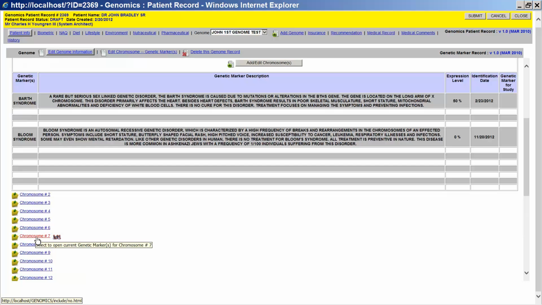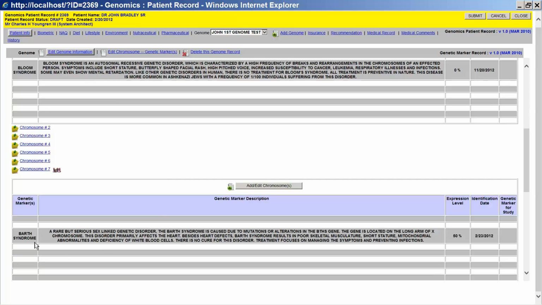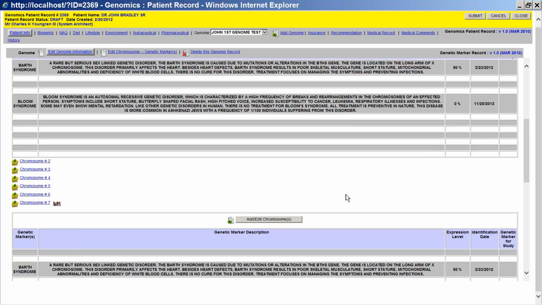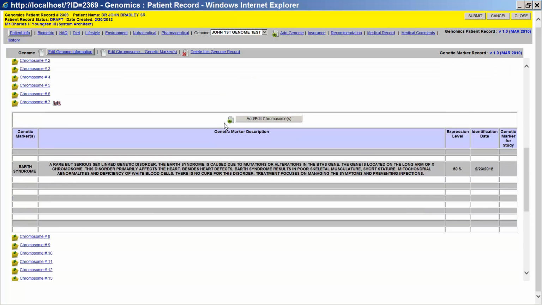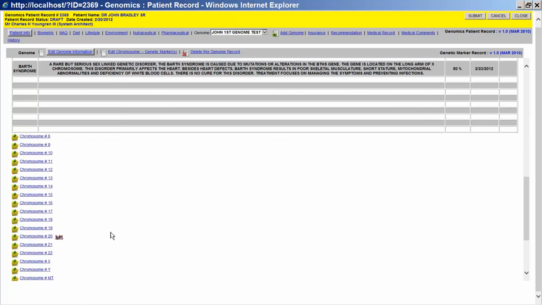Let's move to chromosome number 7 as having been identified with another genetic marker. In this case, Barth syndrome has been identified with its expression level and the identification date. Please note that a genetic marker can occur on one or many chromosomes. Our system provides for the identification and the expression level for genetic markers on one or many chromosomes.